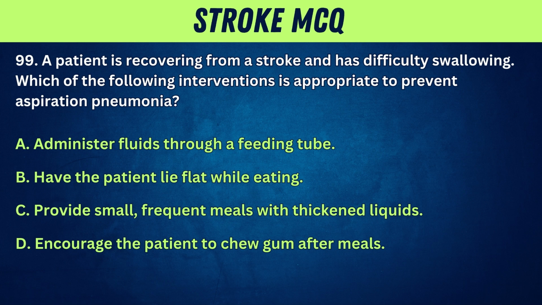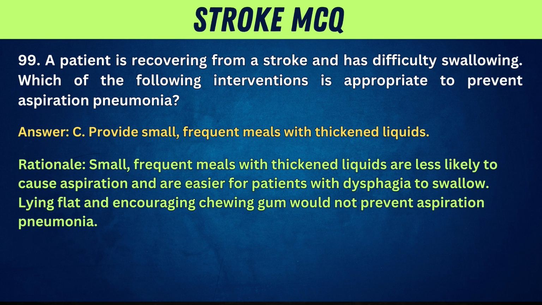A. Administer fluids through a feeding tube. B. Have the patient lie flat while eating. C. Provide small, frequent meals with thickened liquids. D. Encourage the patient to chew gum after meals. Answer. C. Provide small, frequent meals with thickened liquids.